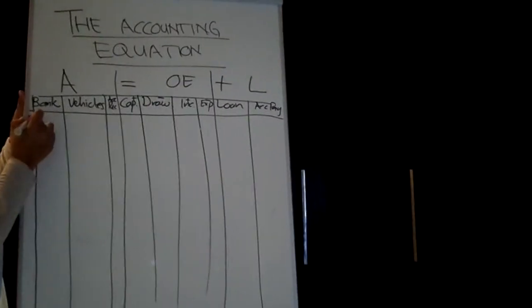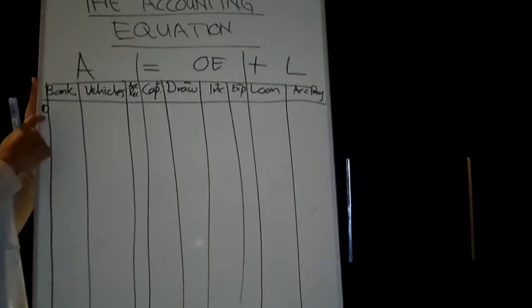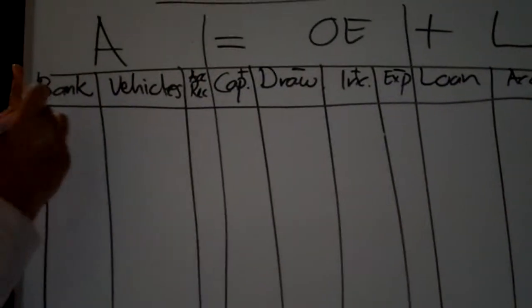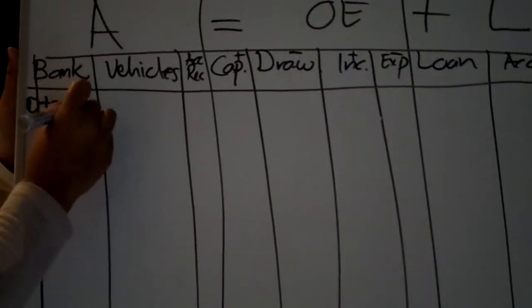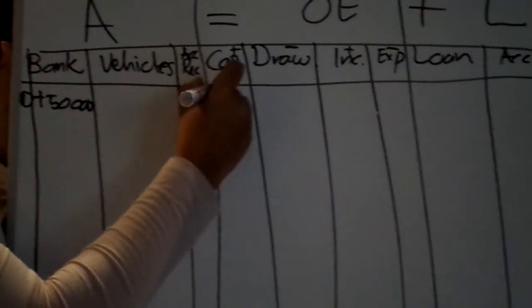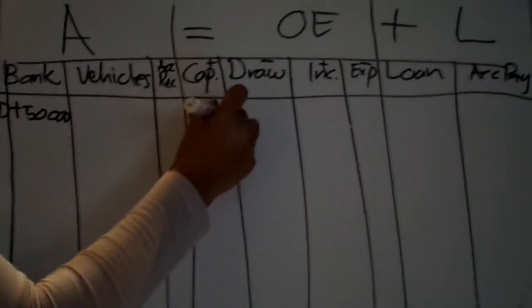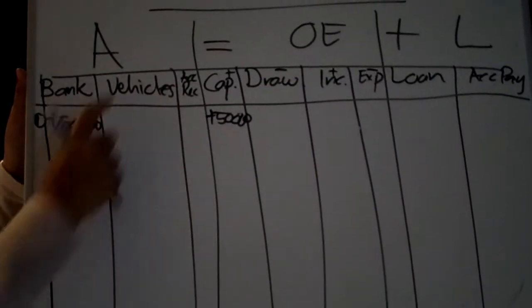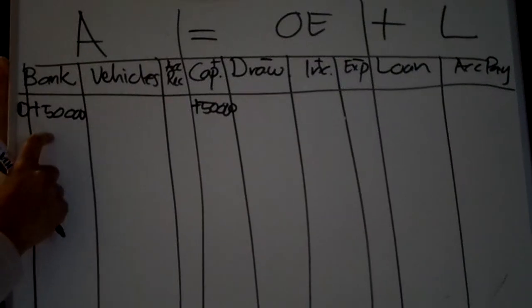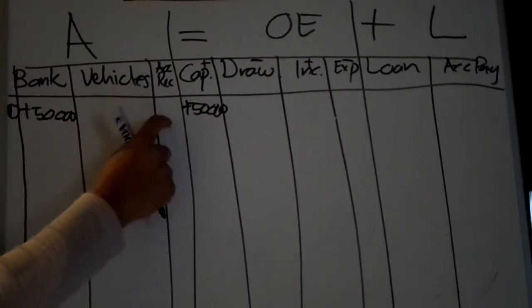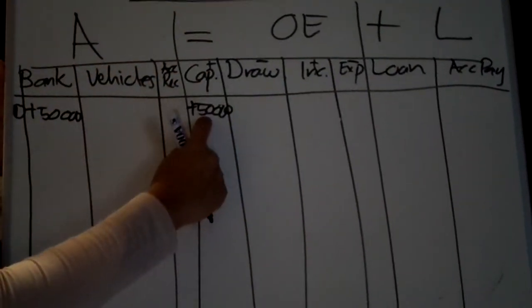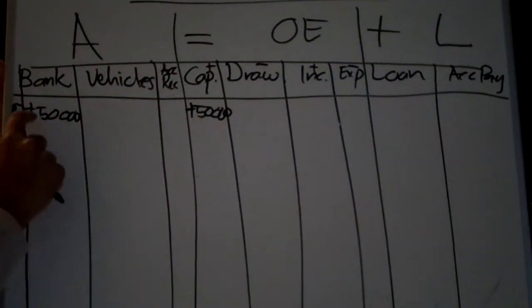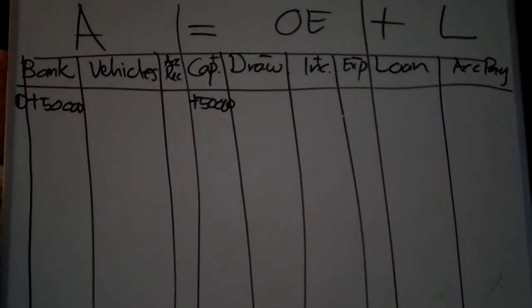So let me give you one example. Transaction 1. Let's say the owner contributed capital of 50,000. Bank will increase with 50,000, and then capital will increase with 50,000. Once you are done with the transaction, you need to make sure that your equation balances. So does assets equal equity and liabilities? In this case, assets is 50,000, equity is 50,000, and liabilities is 0. So 50,000 is equal to 50,000.